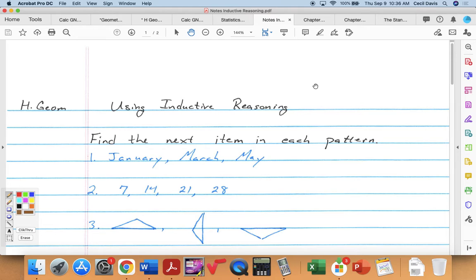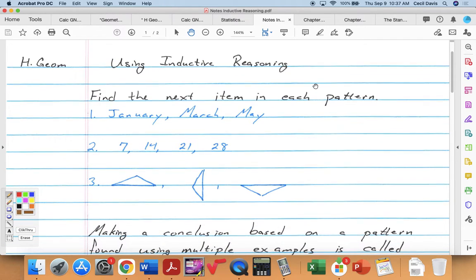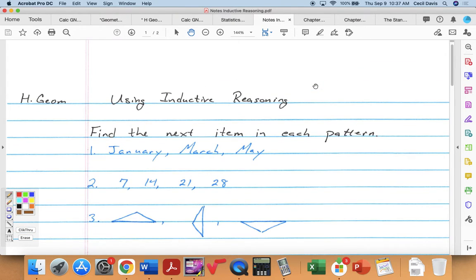Inductive reasoning is being able to see patterns in things and figure out what will come next in the pattern. Frequently, intelligence tests use the ability to look for patterns and find what's coming next as a way of judging how smart you are. So, let's look for the next item in each of these patterns.